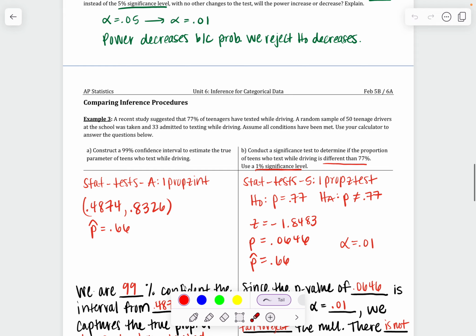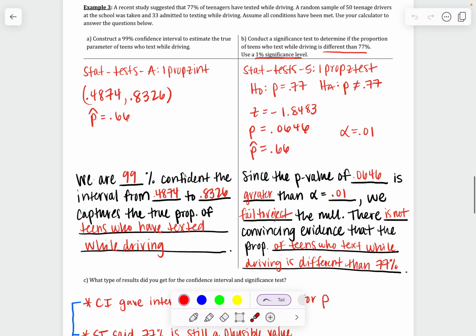Now, the last thing that got covered in this set of notes was how inference testing and confidence intervals go hand in hand. So for example 3, I calculated both in the calculator. A recent study suggested that 77% of teenagers have texted while driving. A random sample of 50 teenage drivers was taken and 33 admitted to texting while driving. Assume all conditions have been met. Use your calculator to answer the questions below.